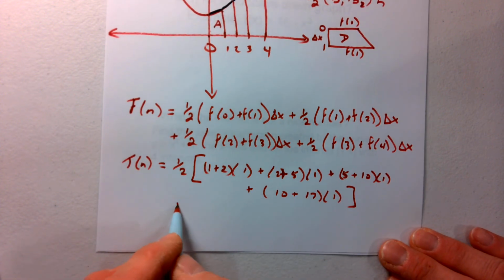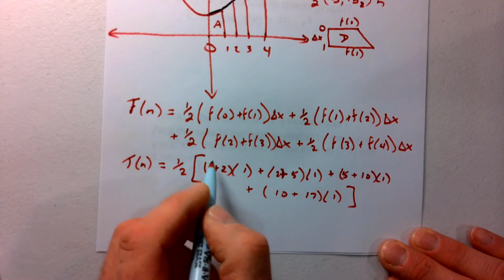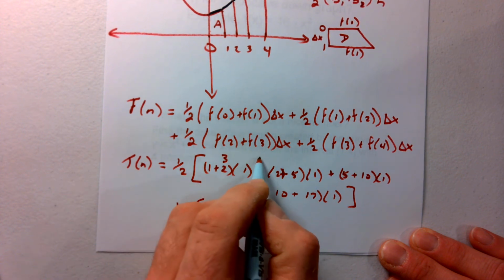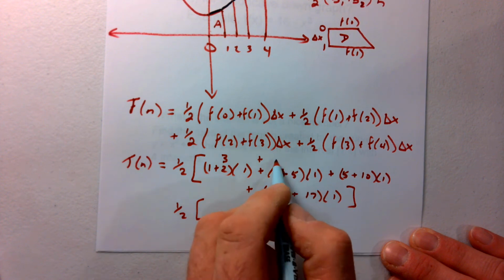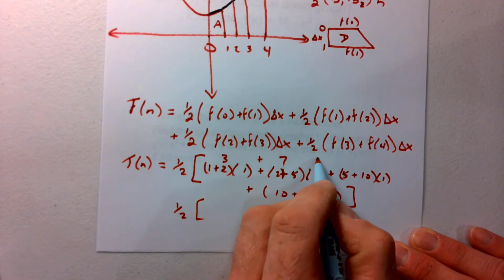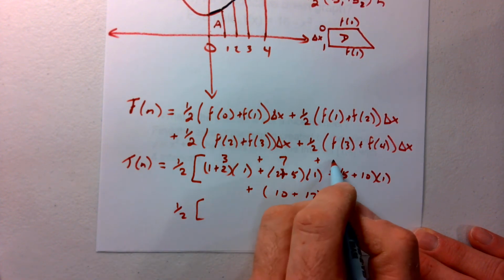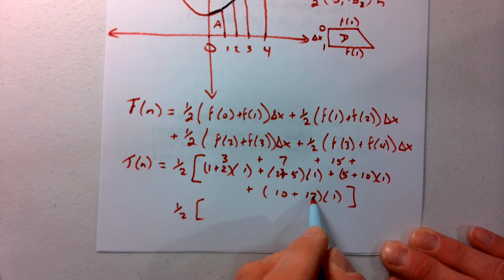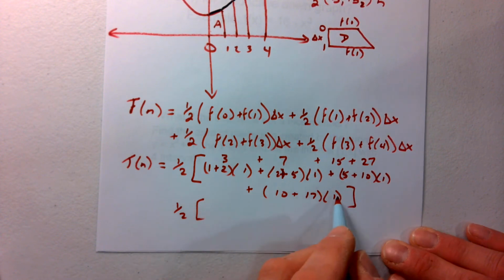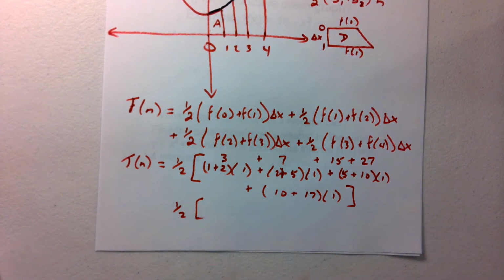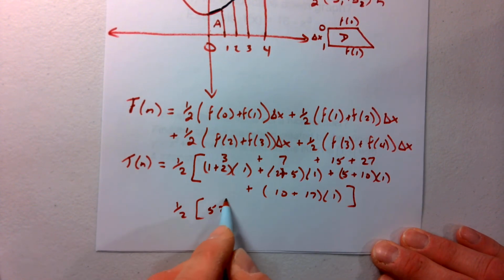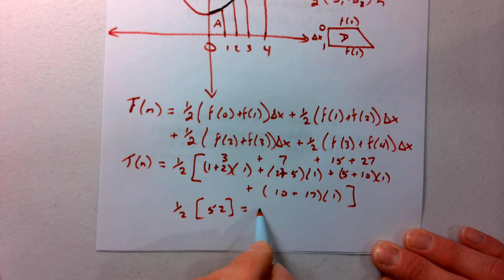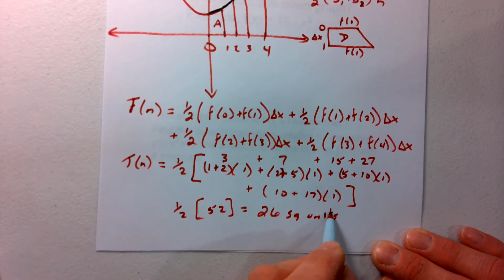And we can go ahead and add those all together. So we have 1 plus 2, that gives us 3, times 1 gives us 3, and then 2 plus 5 is 7, times 1 is 7, 5 plus 10 is 15, times 1 is 15, and then 10 and 17 gives us 27, times the 1 gives us 27 as well. So we have 3, 7, 15, 27, which adds up to 52. So we have a half of 52, which is going to be 26 square units.